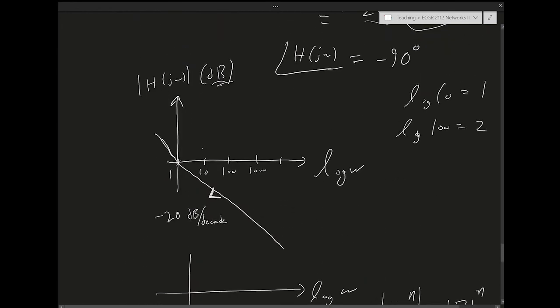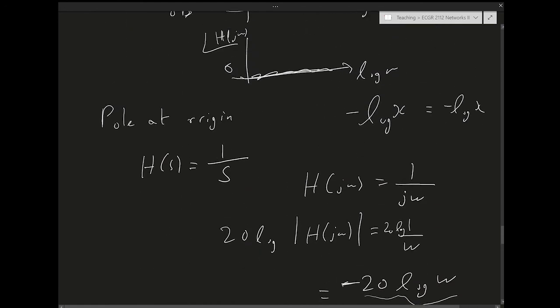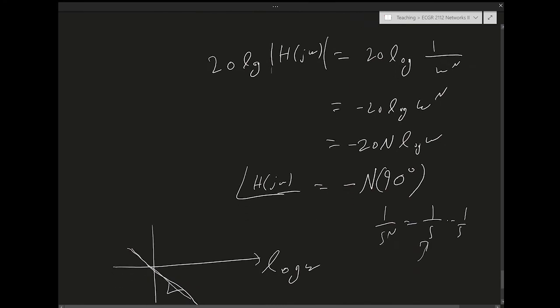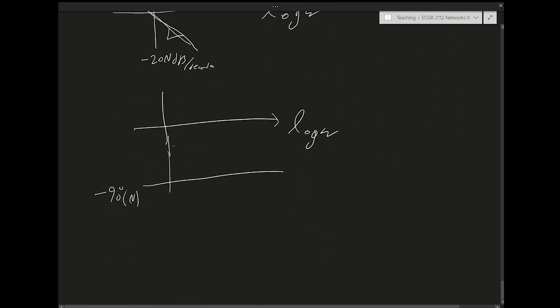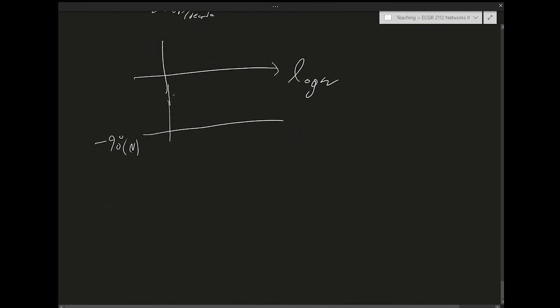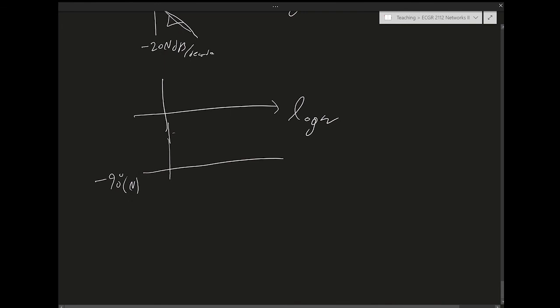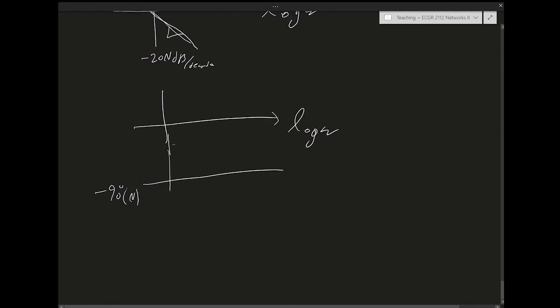Okay, so now we know how to plot a pole at the origin and multiple poles at the origin. So yeah, okay. So I think I'll continue this next time, and we'll do a couple of examples.